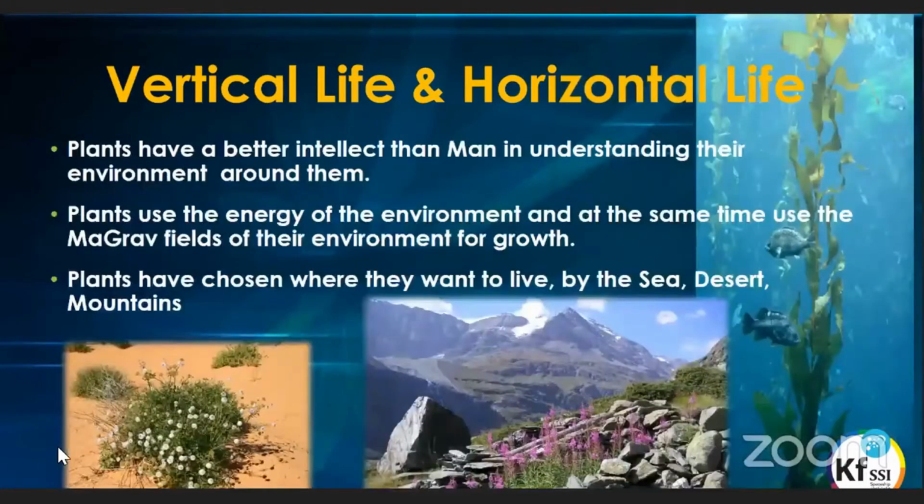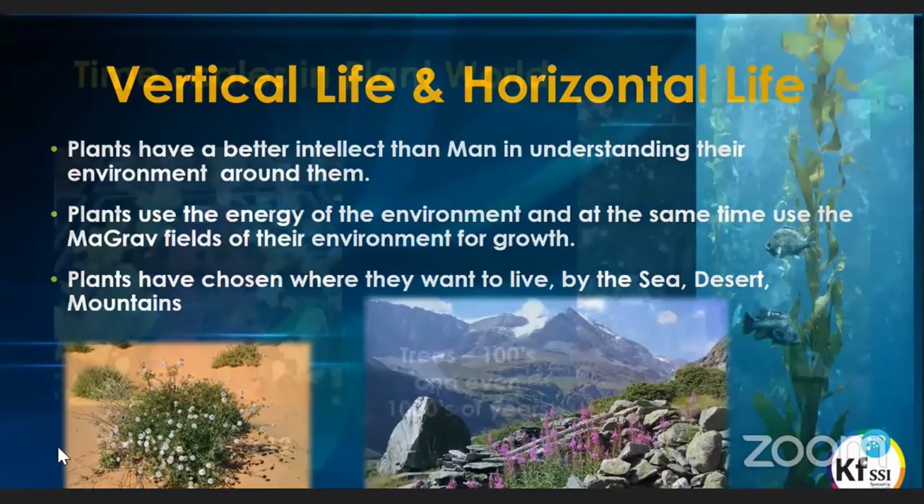And what plants have been able to do is to understand their environment around us, and they have a far better understanding of this environment in which they live, because the plants have learned to use the energy of the environment and at the same time use the MAGRAV field of the environment for their growth. And the plants have chosen where they want to live, whether it's by the sea, in the desert, or in mountains. The plants choose exactly where the conditions will be right to suit their growth.